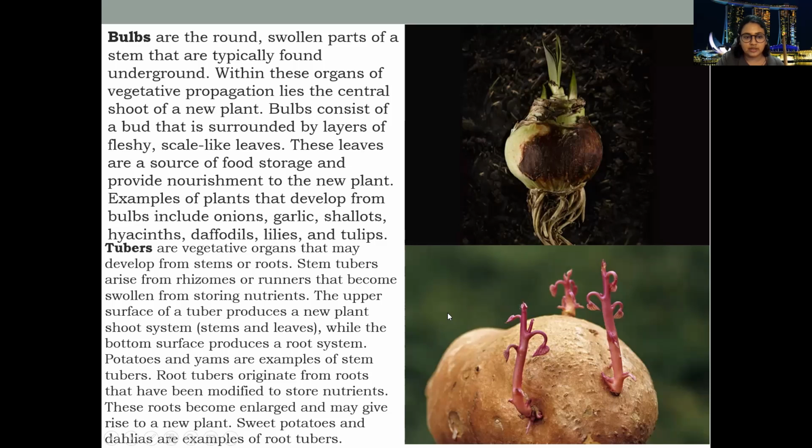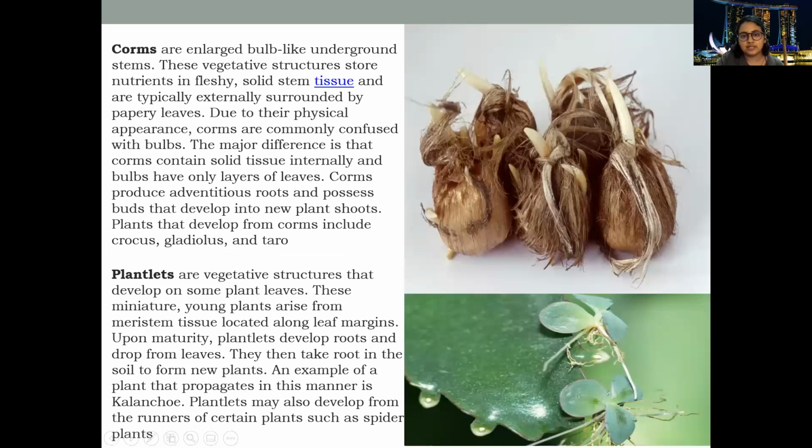Root tuber, you can see, originates from roots that have been modified to store nutrients, like carrot, this kind of thing, right? Sweet potato also, dahlias. Okay, these are examples of root tubers. So the main examples you have to focus on in this part.